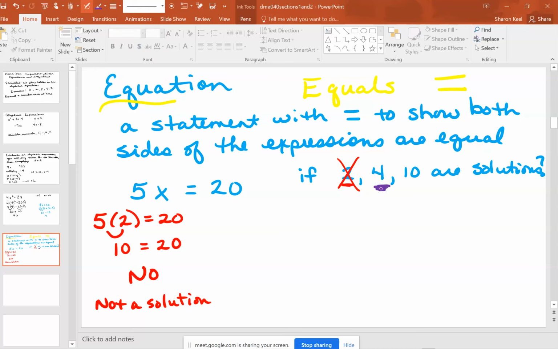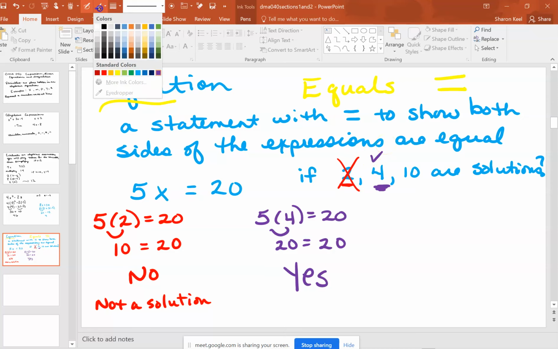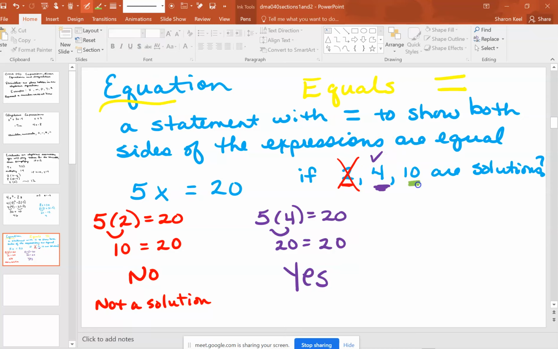Let's do the 4 in purple. We would have 5 times 4 equals 20. 5 times 4 is 20. 20 is equal to 20. So yes, the 4 is a solution. Let's test the third number. They gave us a 10. So that would be 5 times 10 equals 20. Well, 5 times 10 is 50. 50 is not equal to 20. So that would not be a solution.